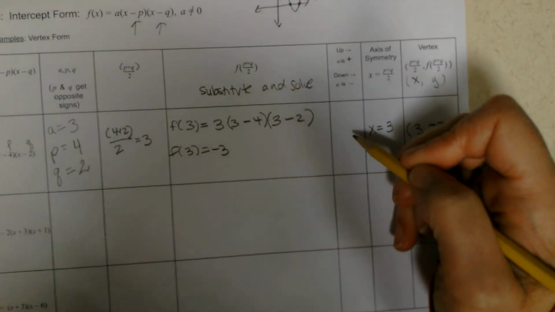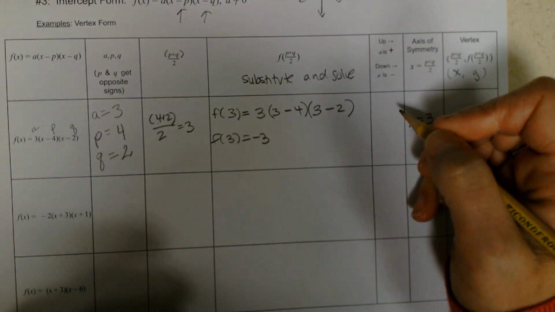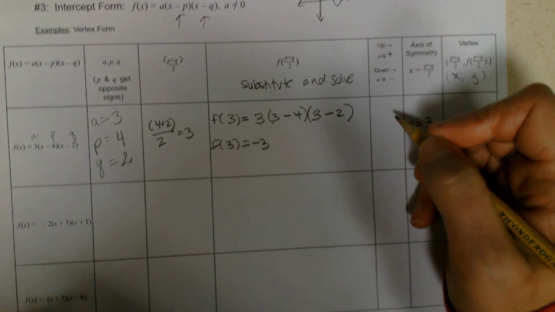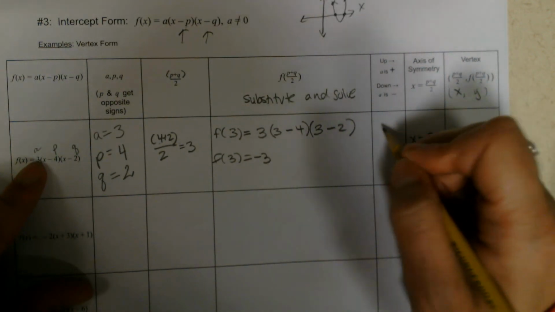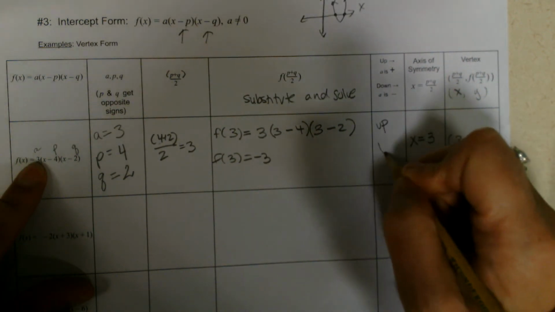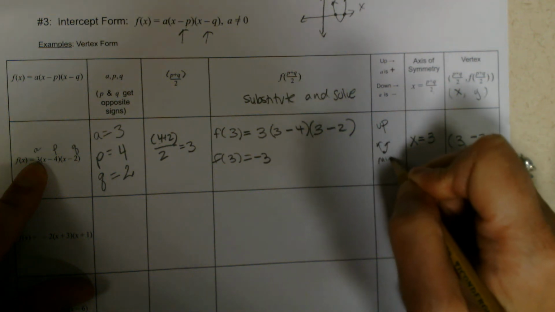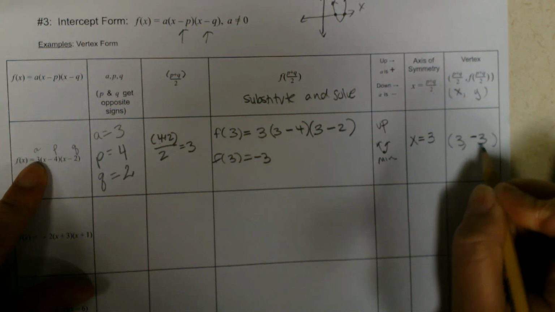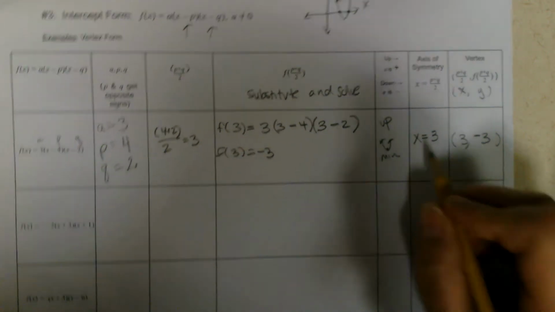One last one, does it open up or down? Again, you still look at the same value. This is always consistent amongst all the 3 forms, and that's the a value. It's positive, so it's going to go up. So we have a minimum at 3, negative 3, with an axis of symmetry of x equals 3.